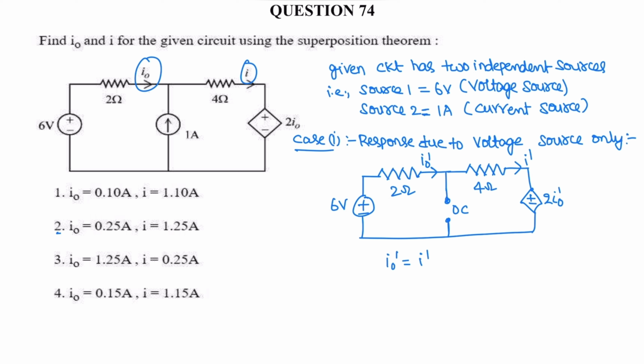Next, I naught dash is written as 6 minus 2 I naught by 6. So from this, I naught dash is equal to 6 by 8, that is 3 by 4, 0.75 ampere.